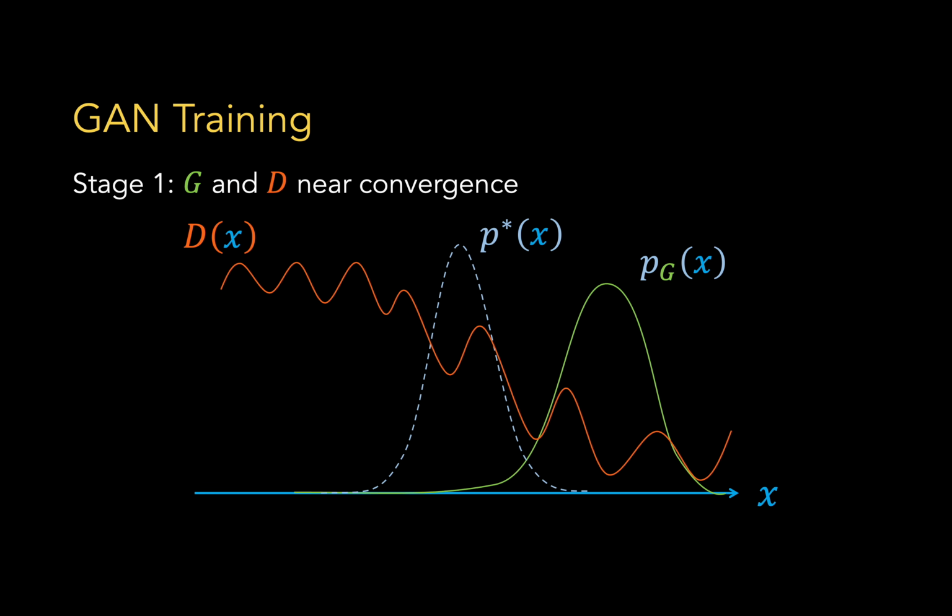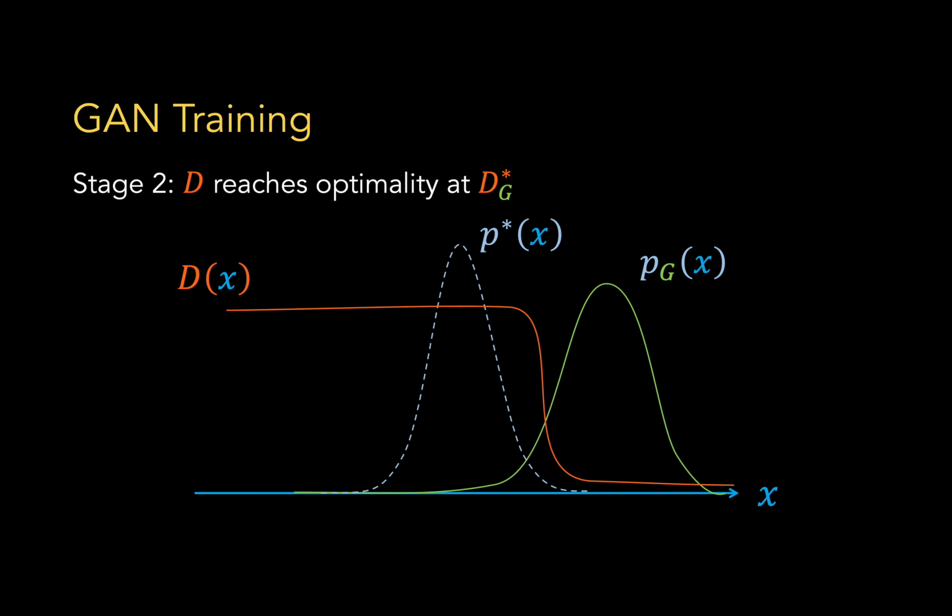So imagine that we have a one-dimensional X. Now in the initial stage of our analysis, we have our generator and discriminator, and they're both kind of near convergence, so PG is not so far off from P star, and D is not so far off from D star, but they haven't reached them yet. Now in the second stage, our discriminator reaches convergence, so D equals D star of G. But our generator hasn't converged yet. So here we're making the assumption that the discriminator reaches convergence more quickly than the generator, which also happens to align with the analysis we showed earlier.